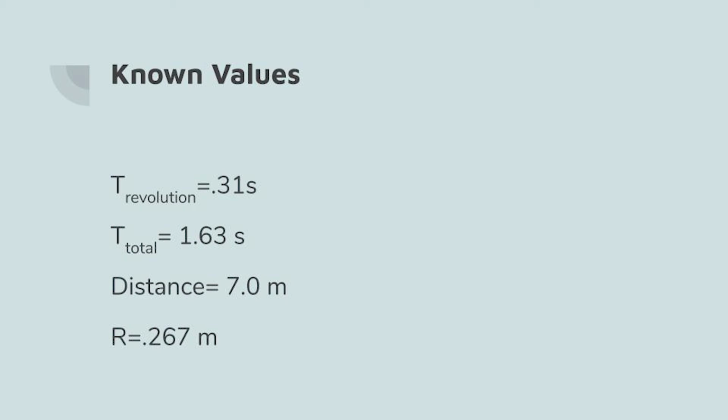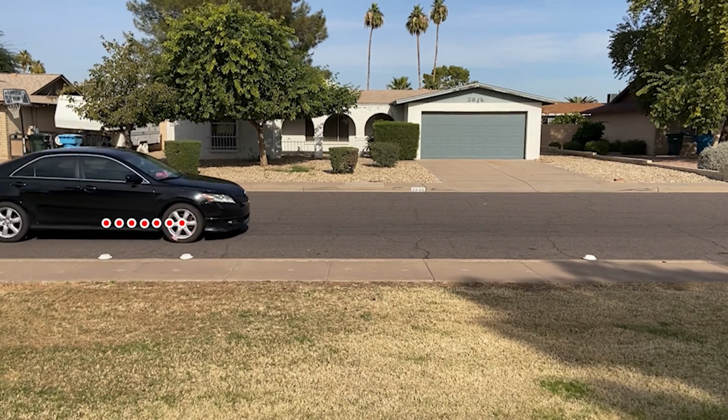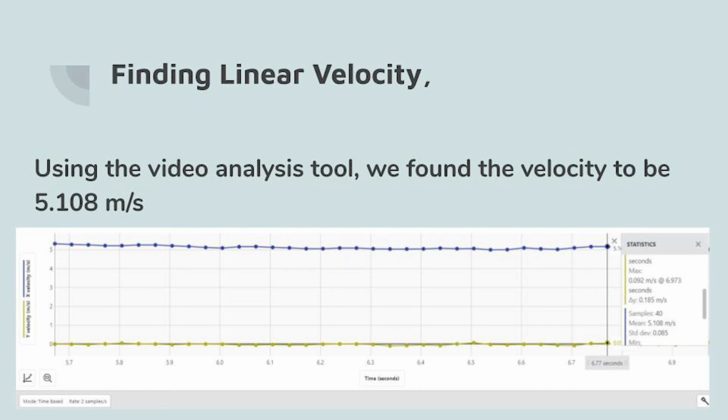The next thing we need to find is our linear velocity. We can find that by using the video analysis to track the center of the wheel of the same clip. Doing that, we find that the velocity is 5.108 meters per second, which is actually slightly slower than 15 miles per hour.